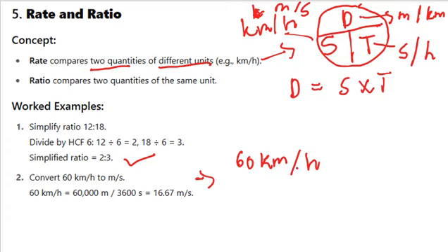It's like something per something. It means it's just 1 unit. So it's like 60 kilometers in 1 hour. Okay, that's what it means. So they want us to convert it to another unit, which is meters per second.